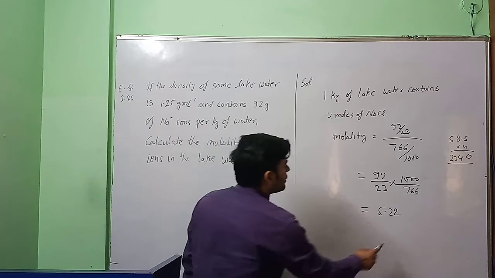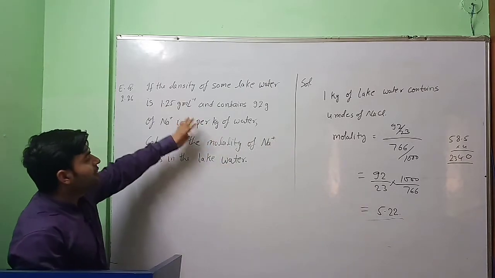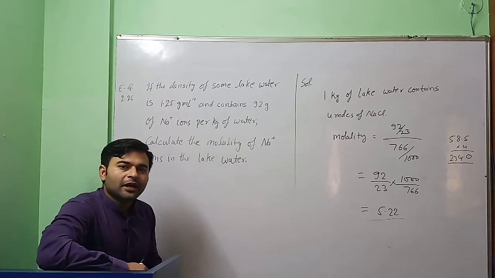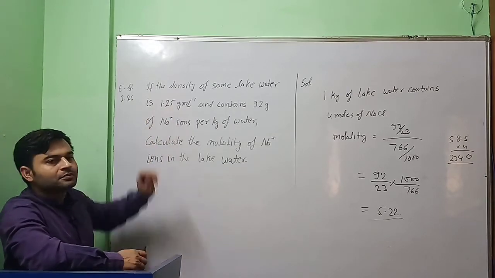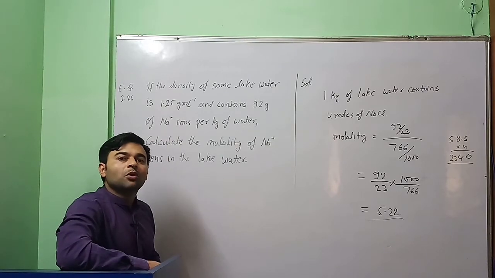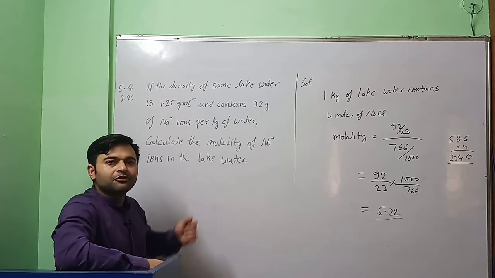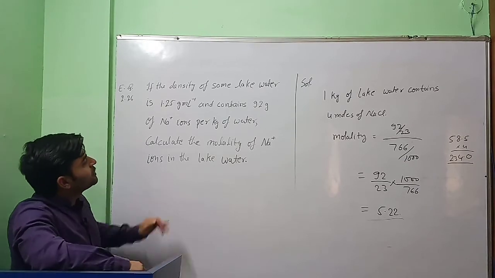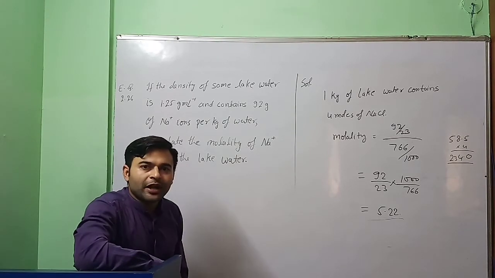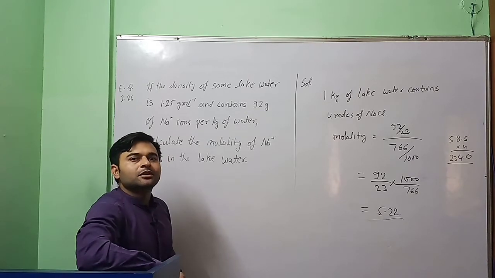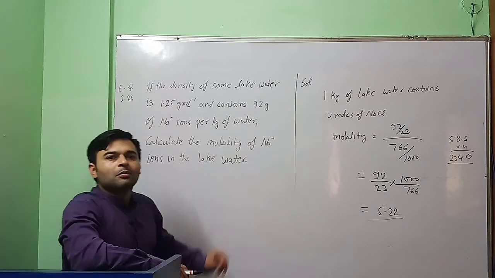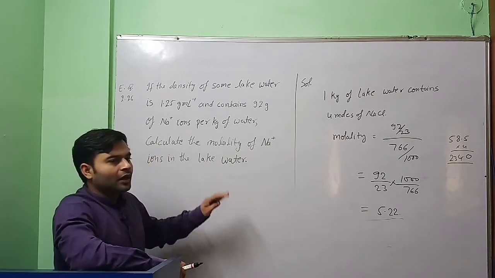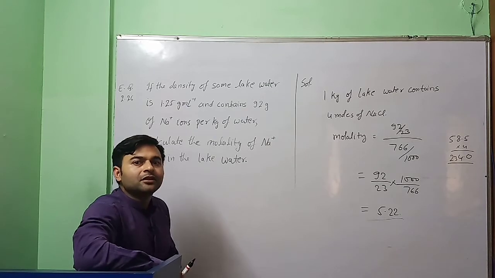Now, up to now, we are trying to find the molality. Now, the density of water is given. So, if we try to find the molarity of the solution of the lake water, then the molarity of sodium positive ions will come as 5. So, it may be possible that in the book, the question is being asked for molarity and it is misprinted as molality.